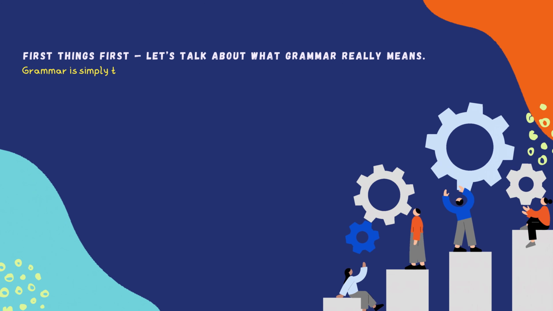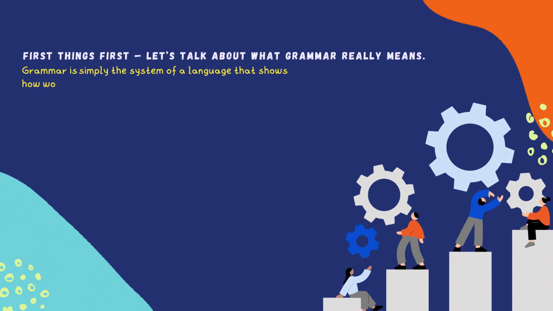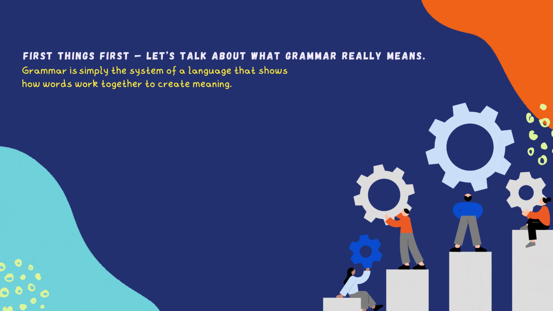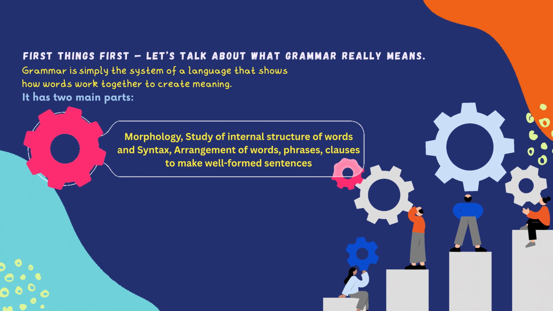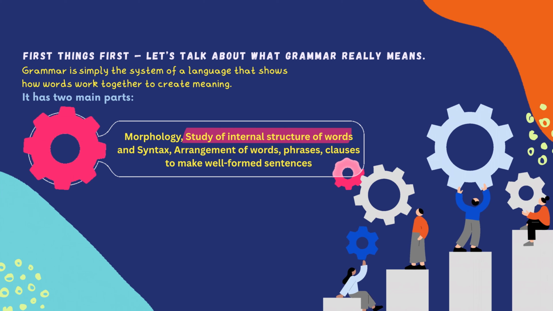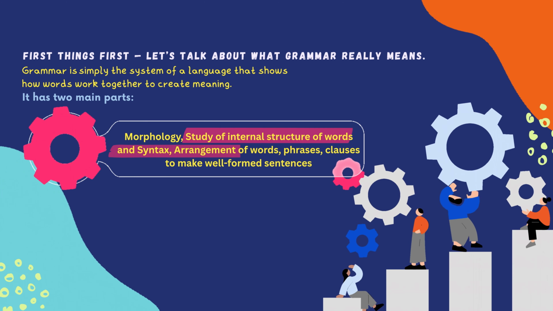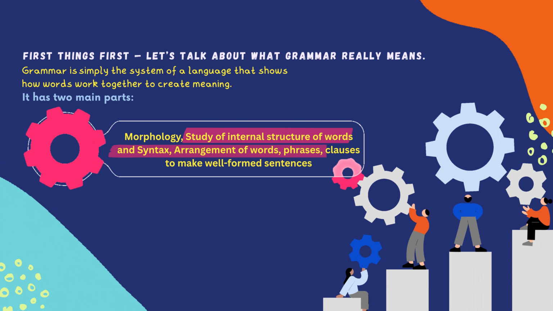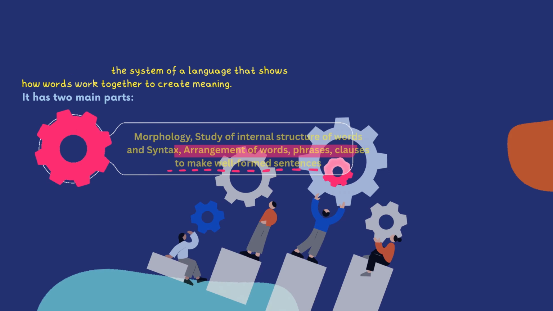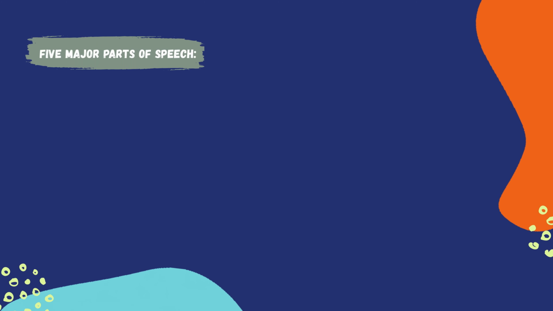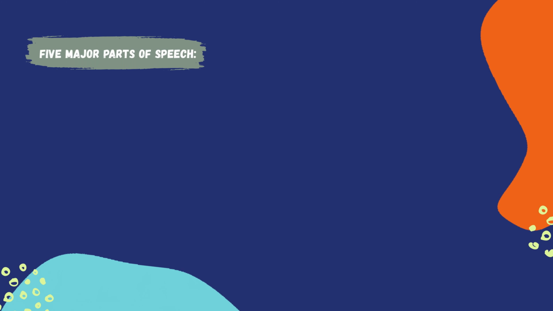Grammar is simply the system of a language that shows how words work together to create meaning. It has two main parts: morphology, the study of the internal structure of words, and syntax, the arrangement of words, phrases, and clauses to make well-formed sentences. In English, there are 5 major parts of speech.